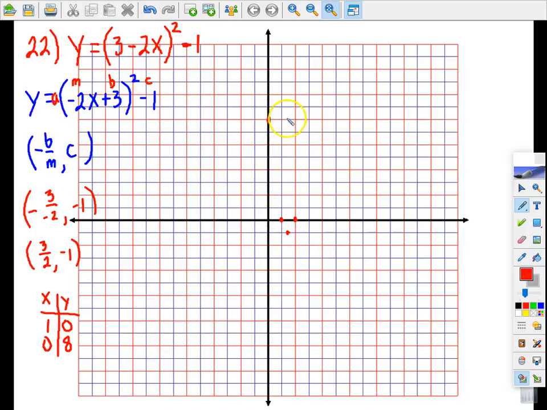And then here's my symmetry line. So same distance away, that's 1.5 to the left, so I'm going to go 1.5 to the right. And connect those 5 dots, and this is the graph of the function that's given in your homework, which is y equals the quantity 3 minus 2x squared minus 1.